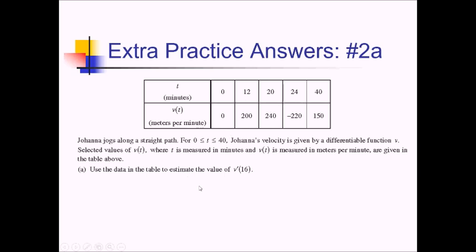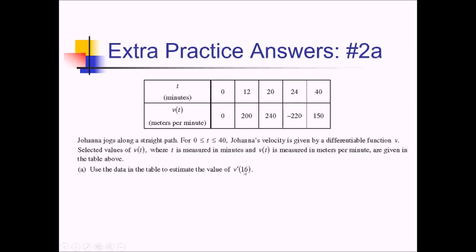And for the first part of the problem, they want us to use the data in the table to estimate v prime of 16, which is basically the instantaneous acceleration of Joanna at time 16. So if I'm trying to approximate an instantaneous rate of change, and all I have are table values, the best I can really do is to find the average rate of change over an interval that contains the input value they're asking about. So basically, I'm going to find AROC for v on an interval that contains 16. Probably the best interval to use would be 12 to 20. That's the smallest interval in which 16 falls. So I'm going to do AROC from 12 to 20.